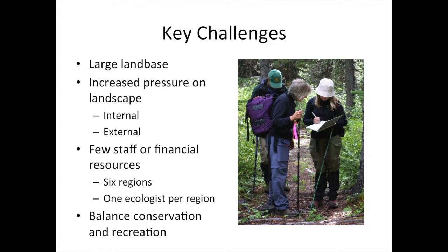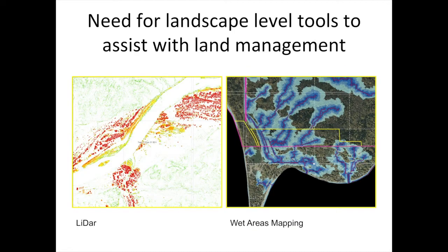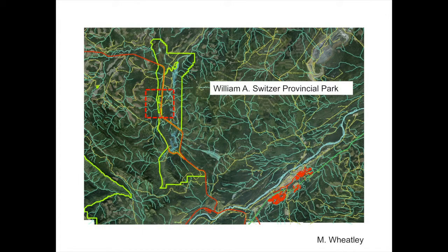As I mentioned, we also have the challenge in trying to balance both the conservation values as well as the recreation within both the site and the system. So we really look to landscape level tools to assist us with managing the landscape. So tools like LiDAR, for example, and wet areas mapping, as I mentioned before. So I'm just going to give you a few examples now of how we've used WAM internally.